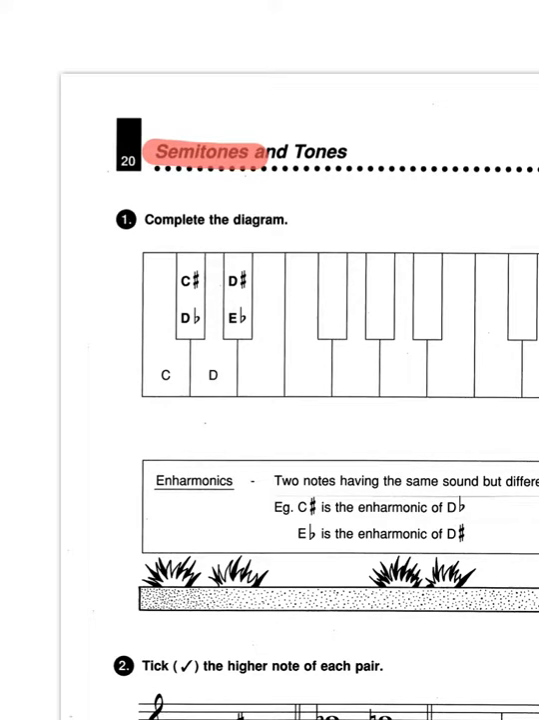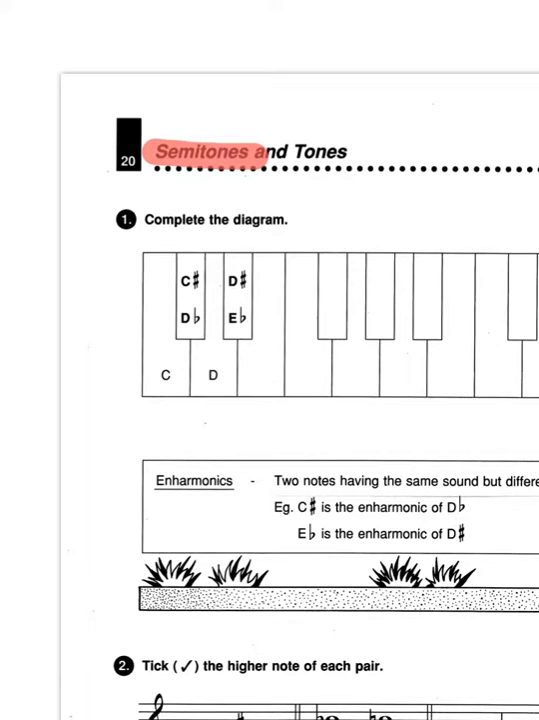The tone, on the other hand, is two semitones. So that is a semitone. A tone would be 1, 2 from C to D, and sounds like this. Okay, so let's just have a listen to some of those. This one here, semitone. And a tone.